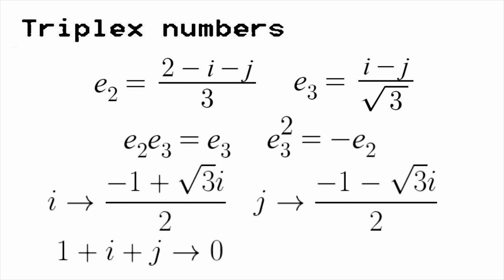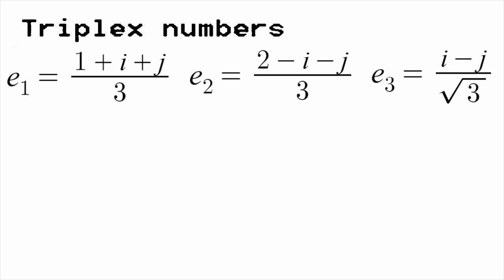However, substituting these complex expressions into the triplex E2 and E3 gives E2 equals 1 and E3 equals i. In the full triplex systems, these expressions don't really hold, but they do serve to put into perspective why E2 and E3 behave the way they do.